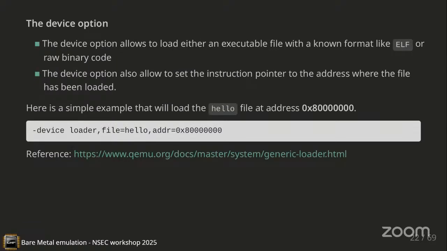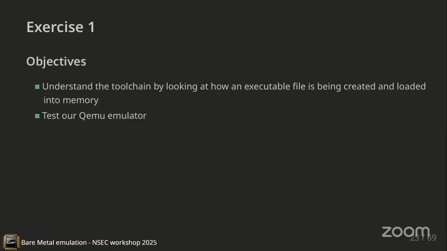About the device option, it does support known executable formats like ELF, but it also supports raw binary code. So let's say you really want to emulate shellcode, then you can load it with the device option. I think by default it will support raw files, but you can specify that it's raw executable code, and then you can emulate your shellcode.